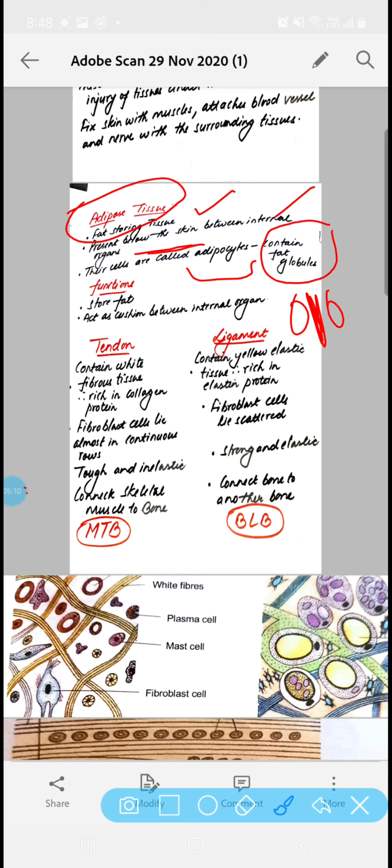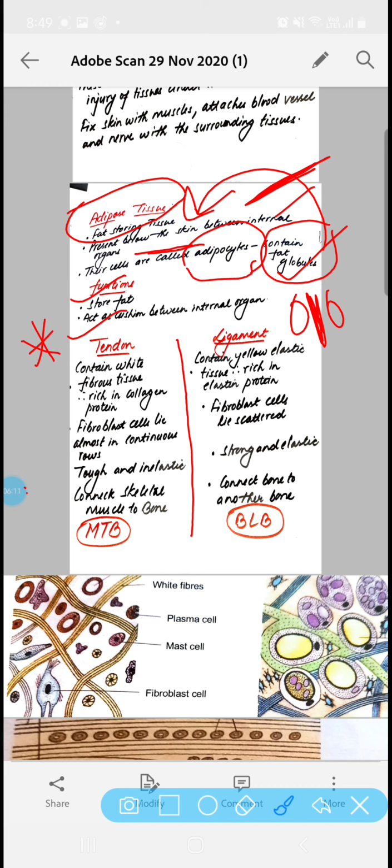Again, it is an important question and it always comes in the form of difference. So I will directly explain the difference to you, because if this question comes in the paper, then maximum of the time it is in the form of difference only: differentiate between the tendon and ligament. A question on adipose tissue also comes: what are the main functions of adipose tissue.